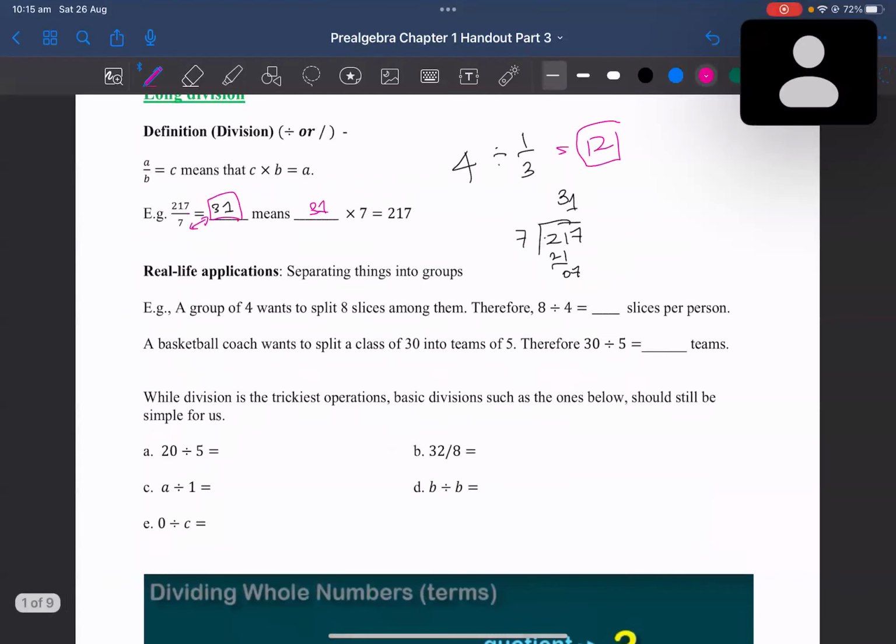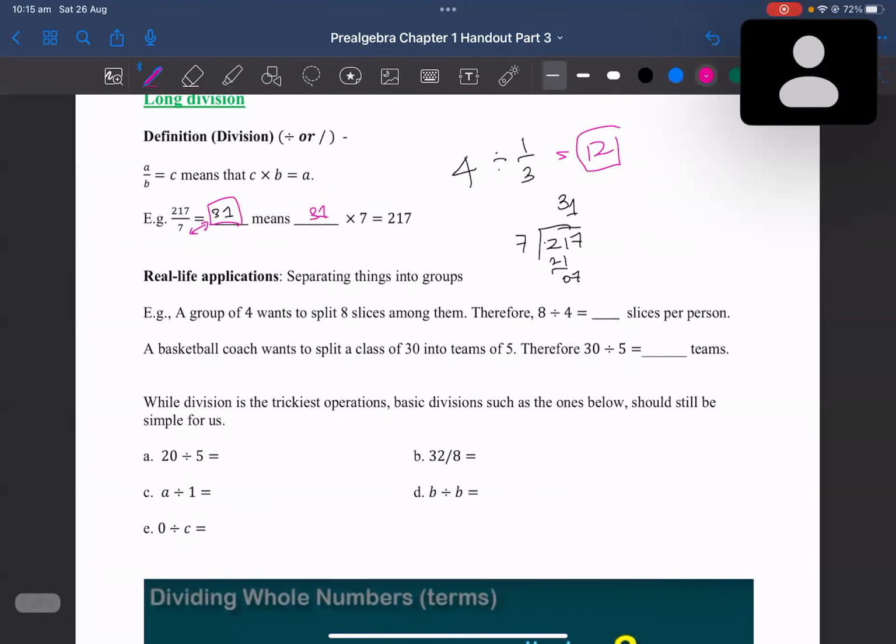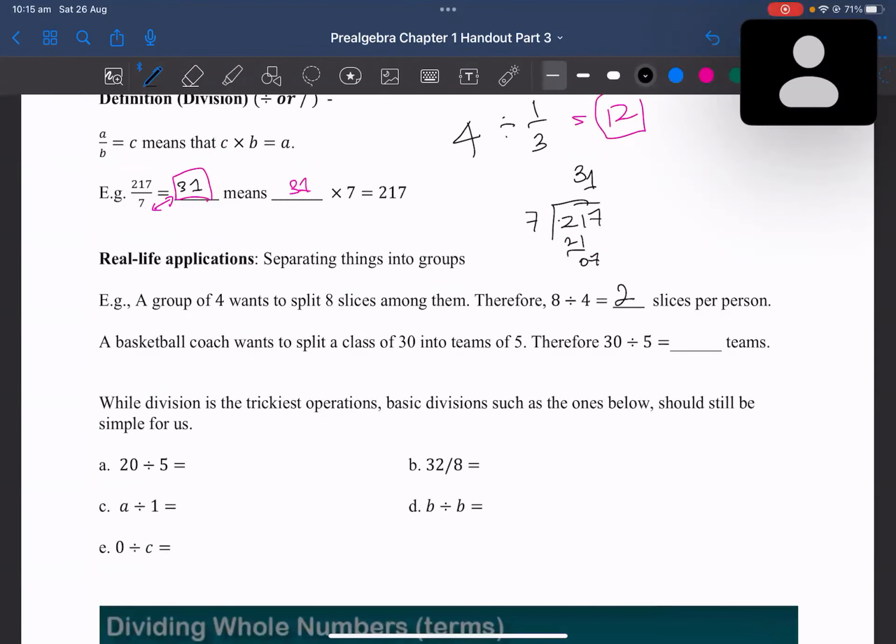The reason we came up with division is when we want to separate things into groups. You know, if a group of 4 people want to split 8 slices of pizza among them, what they do is 8 divided by 4, which is how many slices per person? 2 slices per person. So this idea is really useful in real life. For another example, a basketball coach wants to split a class of 30 into teams of 5. So he needs how many teams? 6. 30 divided by 5 is 6 teams. So there is a real life point to this.